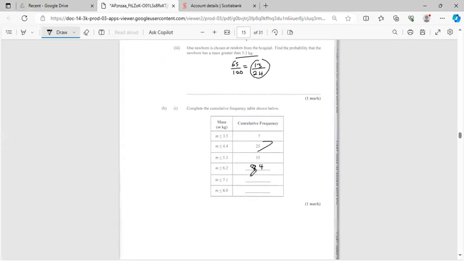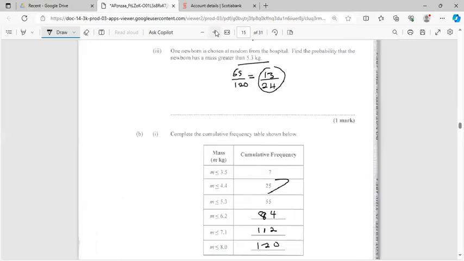So the next number is 112. And now we add the next number, so we add the 8, which gives us 120. And there we have it. That would be the completed cumulative frequency.